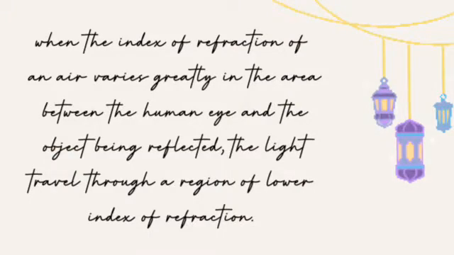However, when the index of refraction, the one which determines the speed at which light propagates through different mediums such as air, varies greatly in the area between the human eyes and the object being reflected, the light will travel through a region of lower index of refraction.